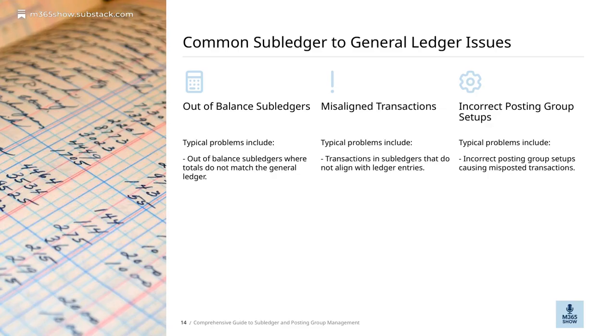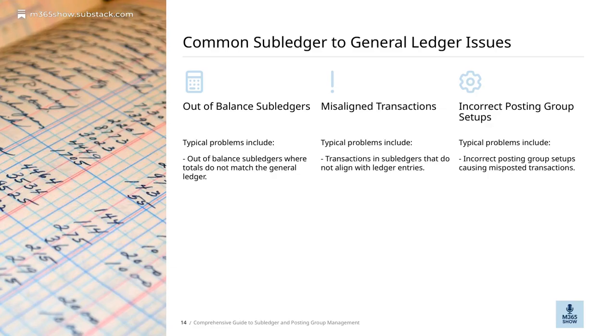Another typical problem is transactions in the subledgers that don't match up with what's recorded in the ledger. This misalignment can happen for various reasons, like data entry errors or timing discrepancies, and it's critical to identify and correct these to ensure your reports are accurate.